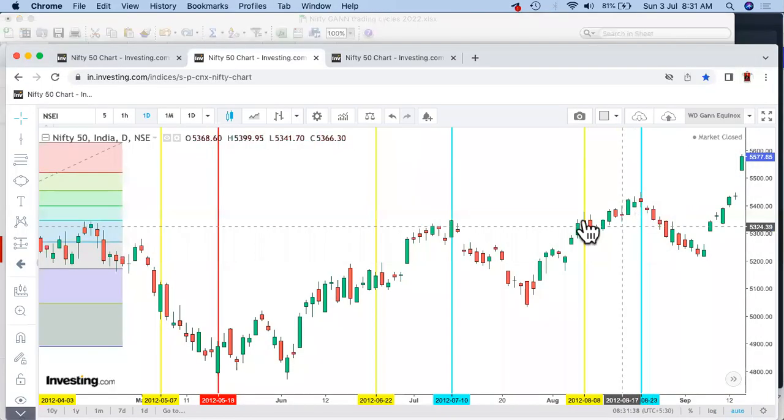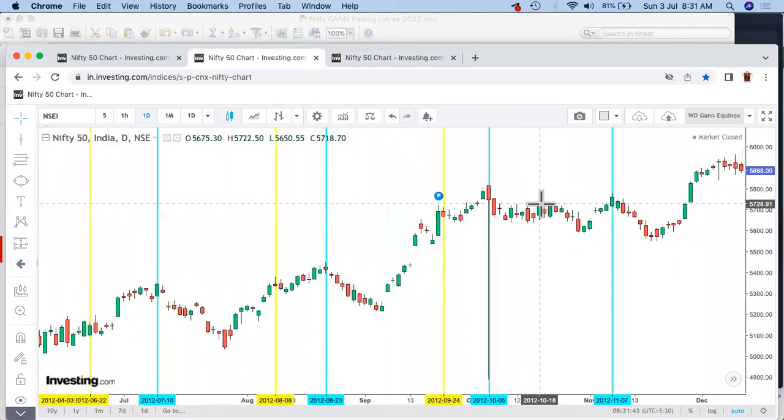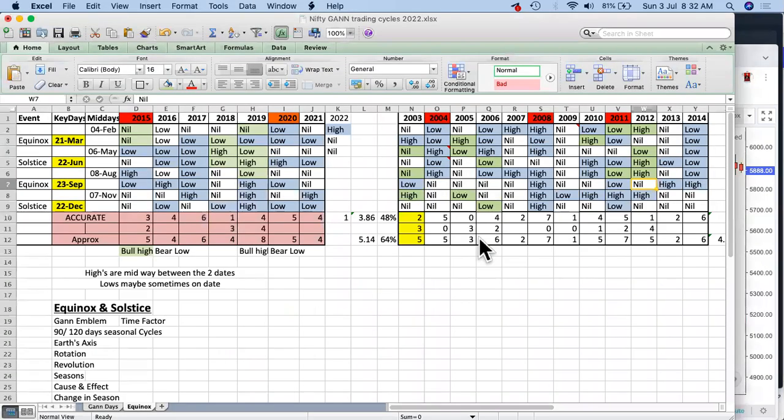Let's go to the next date, 23rd of September. This is 23rd of September, again adjusting to the dates. 1, 2, 3, 4, 5, 6, 7, 8. And this was probably coming on the next date, so it makes it 9. So again, we got a probable high date. Right, so again, a probable high day that we are getting.